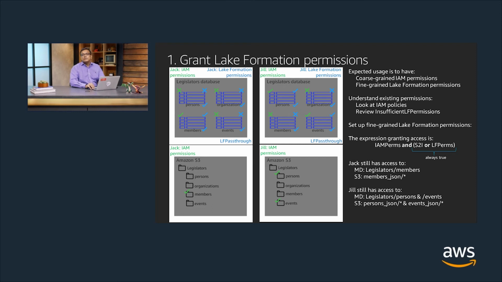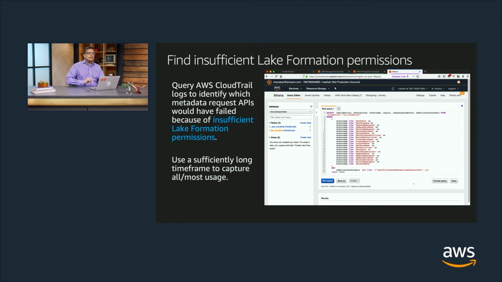That means your IAM permissions are going to apply, and so Jack is still going to have access to the members table, and Jill is still going to have access to the persons and events table. Let's look at how we can find insufficient Lake Formation permissions. It's possible to query your CloudTrail data, and you're basically looking for an additional event field called insufficient Lake Formation permissions.